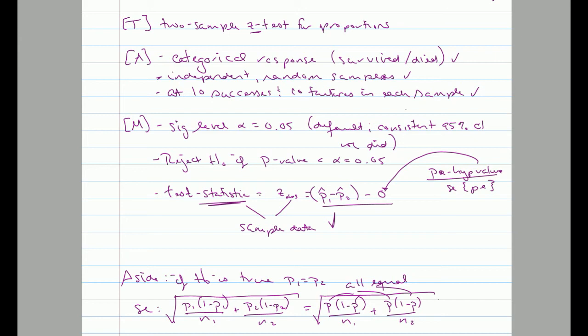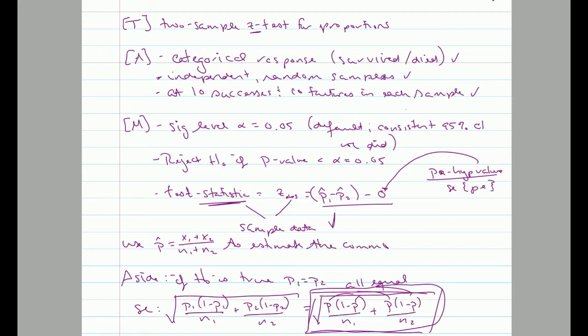And so if the null hypothesis is true, and we always do a hypothesis test with that assumption, we should come up with an estimate for our standard error based on this assumption. So we need to estimate this true P. So we use P hat, which is (x1 + x2)/(n1 + n2), to estimate the common proportion if the null is true.